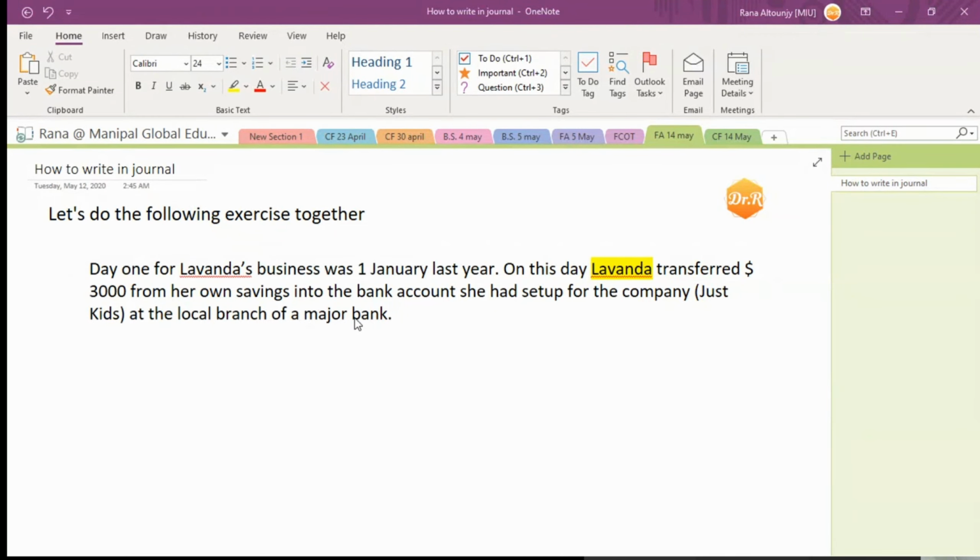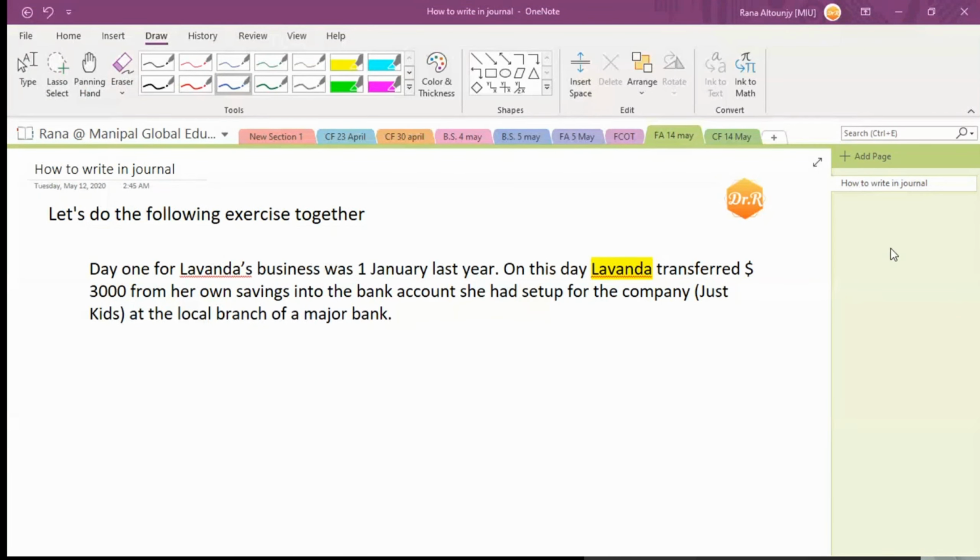So this means Lavance created the company. She put $3,000 in the company bank account. The bank will be on the debit side, and the capital will be on the credit side. So how can we register this transaction? First, we need to put the date, which is 1st of January. Then we have to put the amount for both sides.